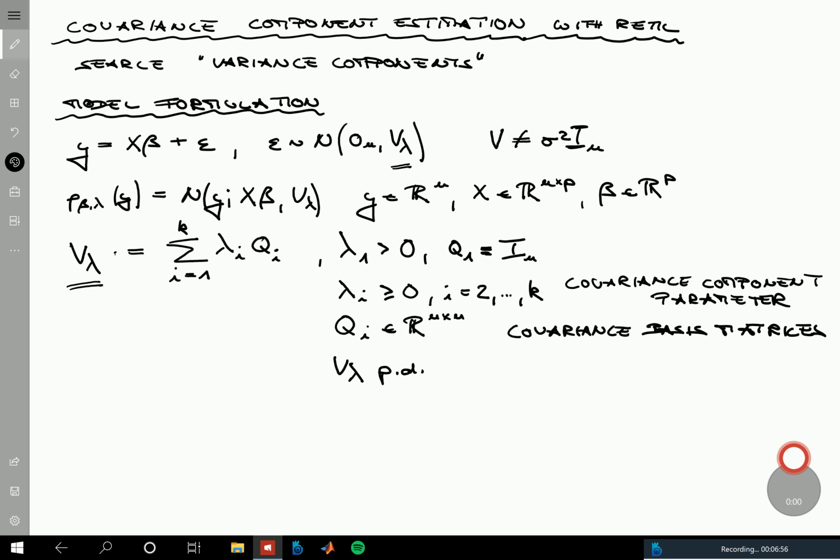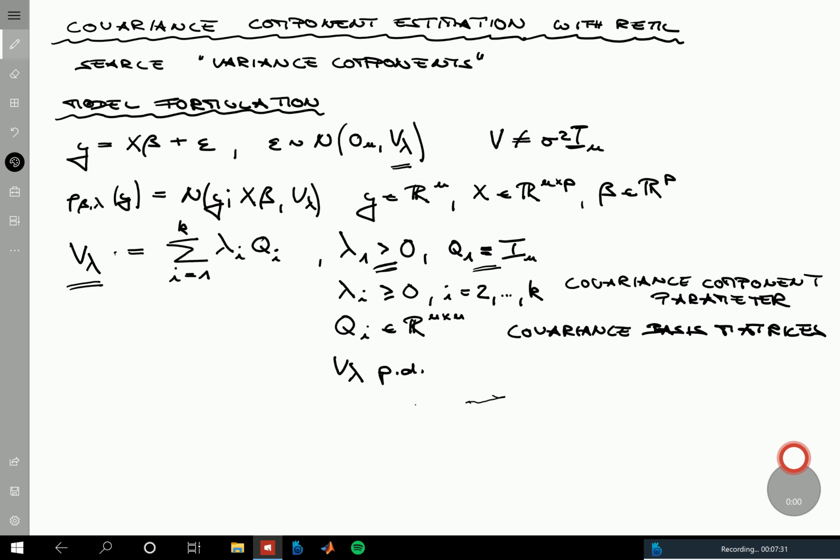So what happens here is that we have covariance component parameters, these lambdas, lambda 1, lambda 2, up to lambda k, and we have covariance basis matrices Q1, Q2, and so on. For i being 1, lambda 1 and Q1, we are actually back to the case of a spherical setting. So the first covariance basis matrix Q1 is always the identity matrix.